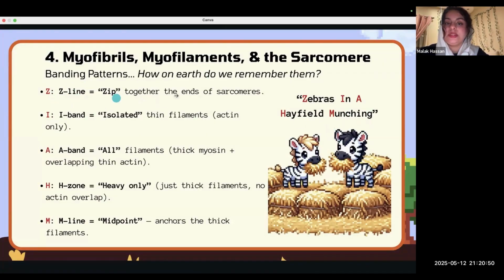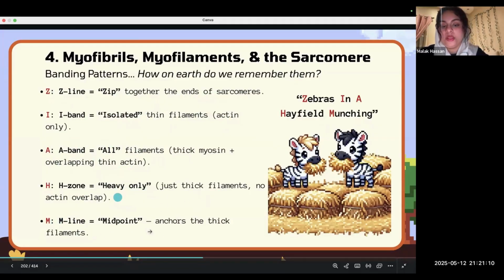So zip together the ends of the sarcomere. It looks like a zipper. The I band, isolated thin filaments. So only thin filaments. Then A band, all filaments, so thick myosin overlapping thin actin. And then you have the H zone, which is heavy only, just the thick filaments, no actin overlap. And finally, the M line, which is the midpoint that anchors the thick filaments.